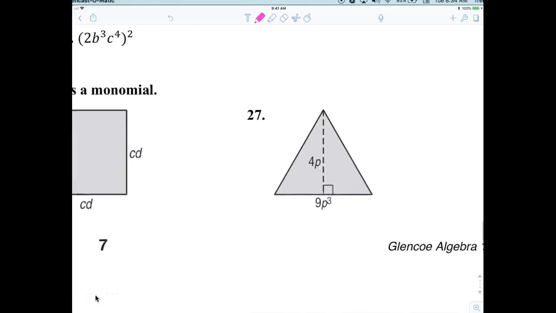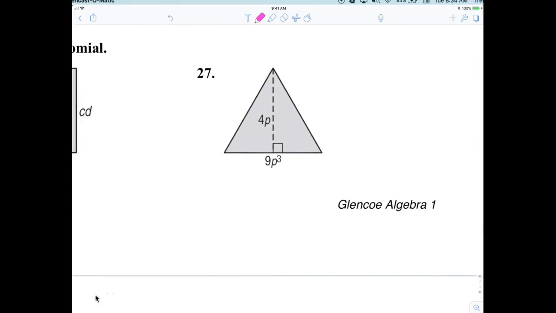All right. Now on 27, the formula for area of a triangle is 1/2 the base times the height. Oh. That's what I want you to be able to tell me. All right. So what's half of 4 times 9? 18. So your area is 18p to the 4th.